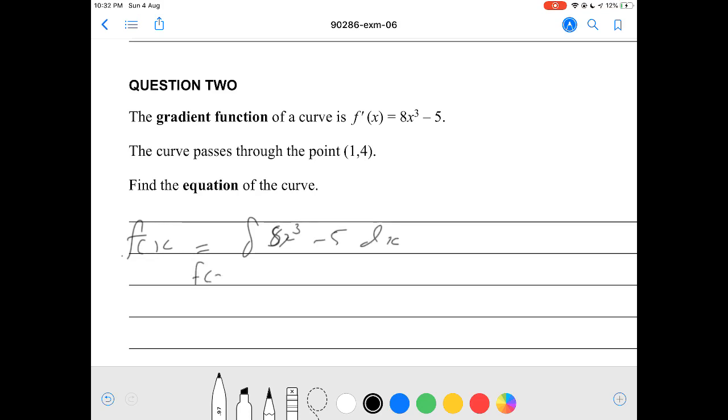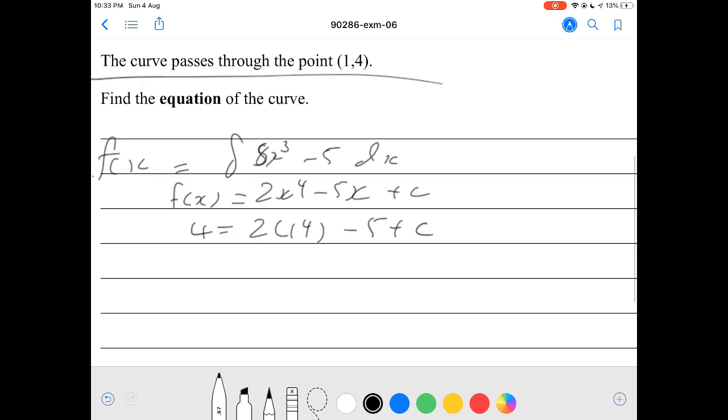Therefore, f of x equals, you add 1 to the power and you divide by the new power. 2x to the power 4 minus 5x plus c. Now you substitute the point (1, 4). So when y equals 4, x equals 1. 4 equals 2 times 1 to the power 4 minus 5 plus c. And if you solve the equation, you should get c equals 7. Therefore, f of x equals 2x to the power 4 minus 5x plus 7.